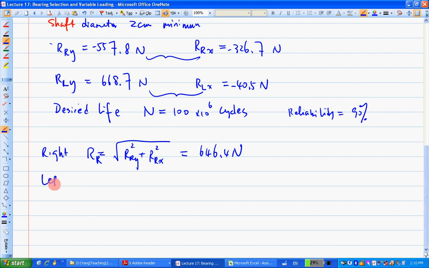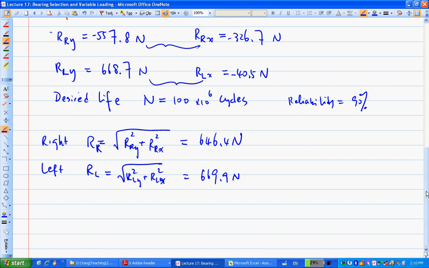You end up with 646.4 newton. And for the left side, RL, this square plus this square, taking the square root, is 669.9 newton. So the left side is slightly bigger than the right side.